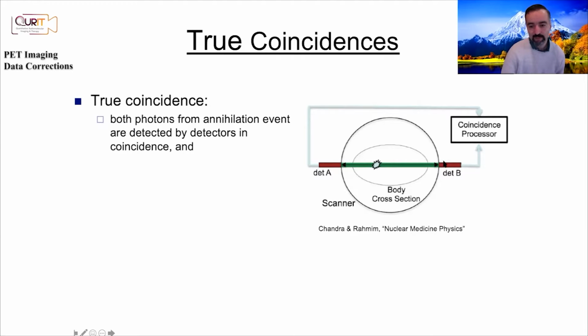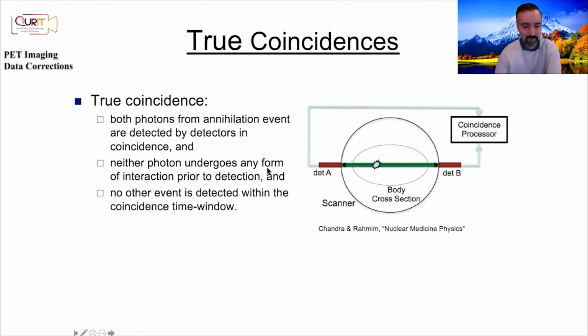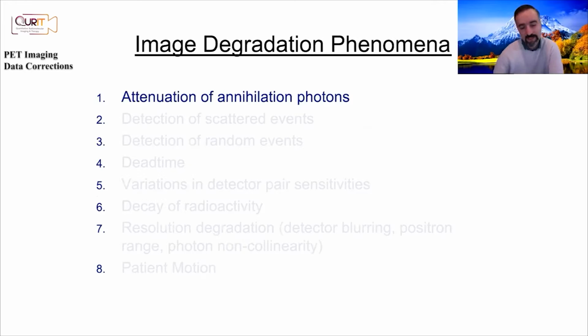Both of them are detected, okay? And neither has undergone any kind of interaction prior to detection, like they haven't scattered or things of the sort. And no other event, like another event coming from up here or down here, is detected within the coincidence time window. So just a clean event. So that's the true coincidence. But let's now talk about these other things in comparison to that.